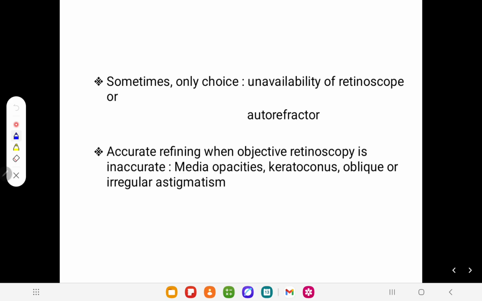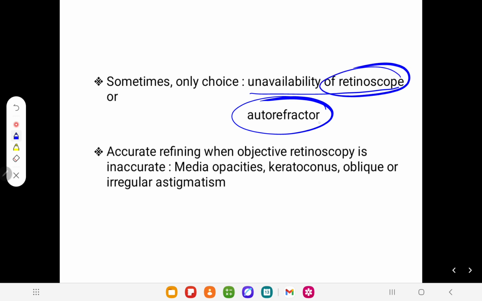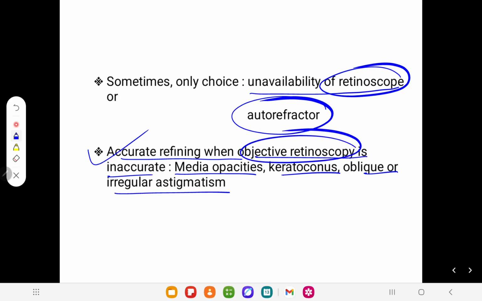Okay, understand what is the starting point and how will we start. Sometimes the only choice on availability of retinoscope is auto refraction. If we don't have retinoscope and auto refraction, then what will we do? When objective retinoscopy is inaccurate, there are other things that can be there: media opacity, keratoconus, oblique or irregular astigmatism.